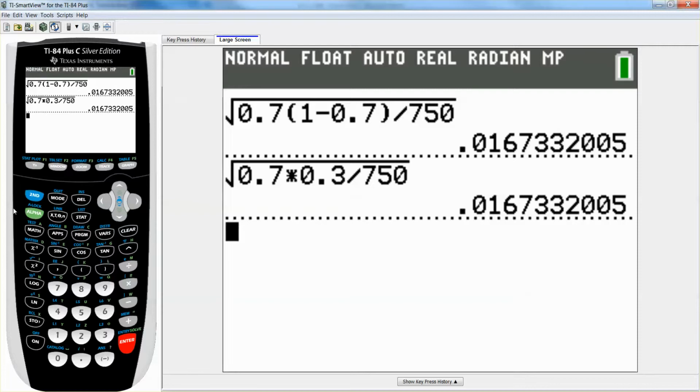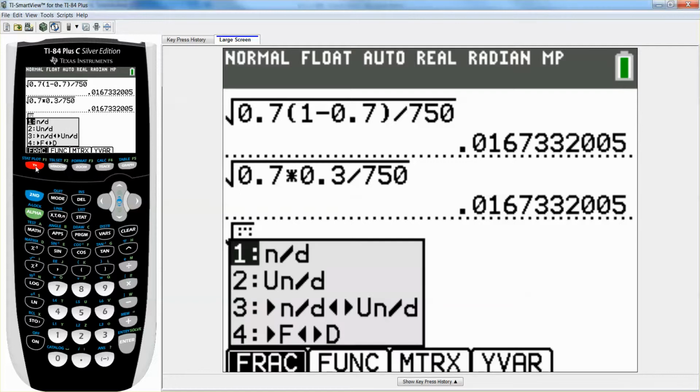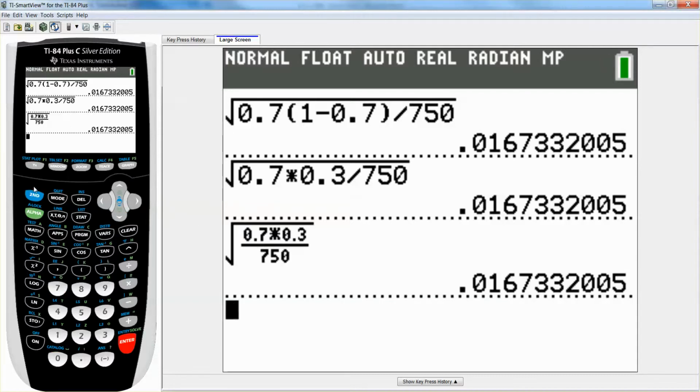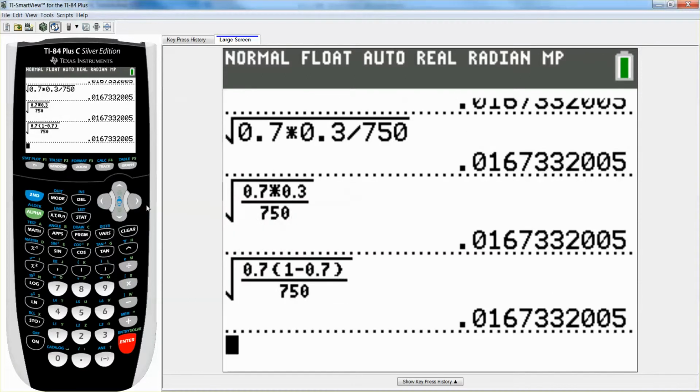There's another one. If you like it to look just like it does on the page, you can use the alpha F1 button, pick number 1. It'll make a numerator over a denominator, and I can make it look exactly like it looks on the page. If I like, I can even use the parentheses in there. So let me put parentheses 1 minus 0.7, close parentheses, enter. So lots of different ways to get it, but it's 0.01673.